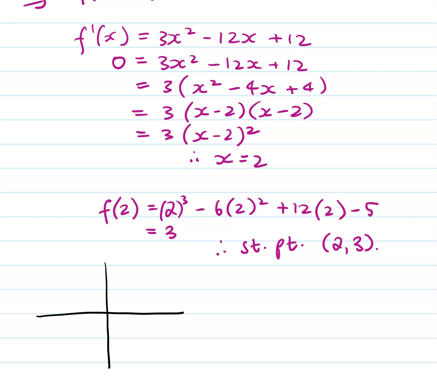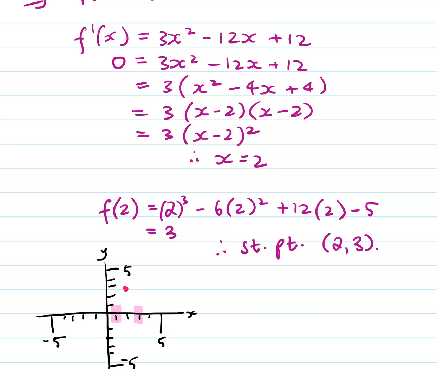Stating the nature, we know that we have a stationary point at 2, 3, which is right about there. Okay, easy peasy. What I'm going to do is I'm going to choose 2 points either side of my point of inflection. I'm going to choose x equals 1 and x equals 3. I'm going to find out where those points land on the function, and that will tell me exactly what shape I'm going to end up with.